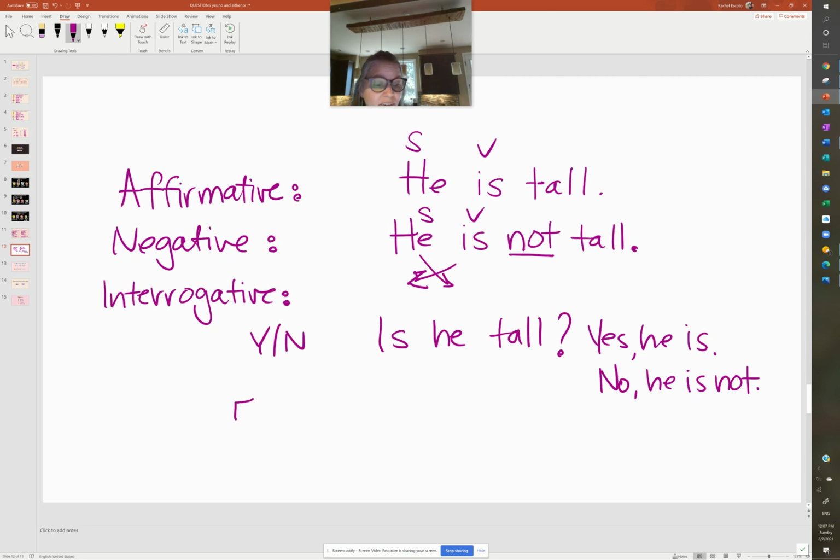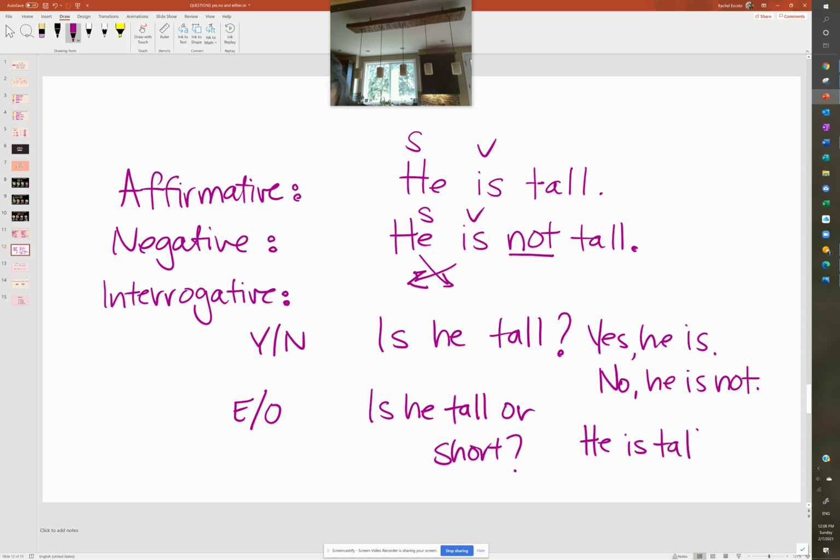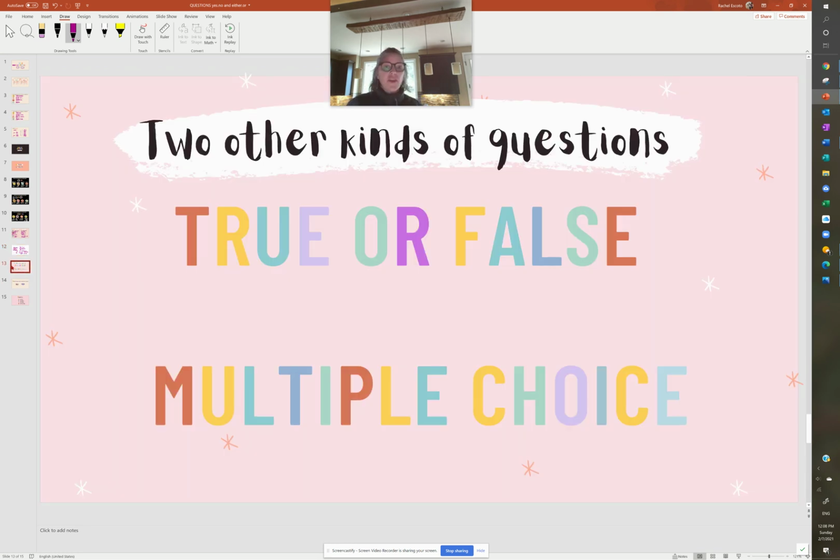Or we could have an either or. And it would be, is he tall or short? And we answer, he is tall. Okay? Important for you to see the subject and the verb changing places. In a sentence, it's subject, verb. And in a question, verb, subject.